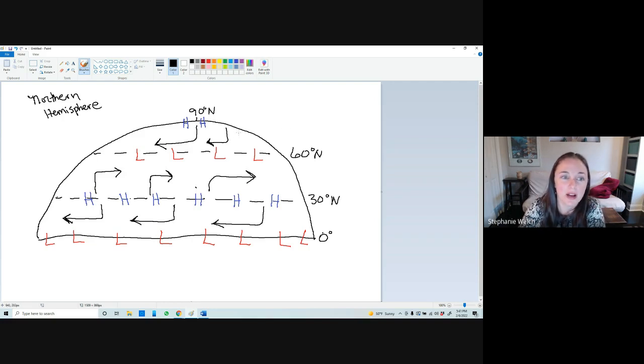So this is where the prevailing winds come from. And the prevailing winds are the steering currents for all big meteorological things on Earth. The polar easterlies, the westerlies, and the trade winds.